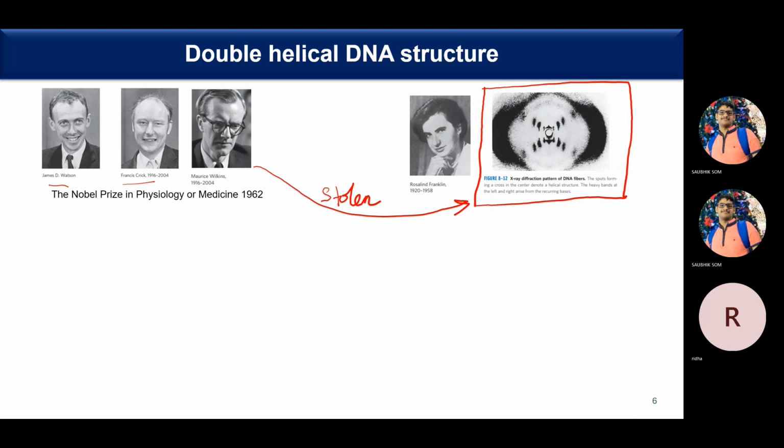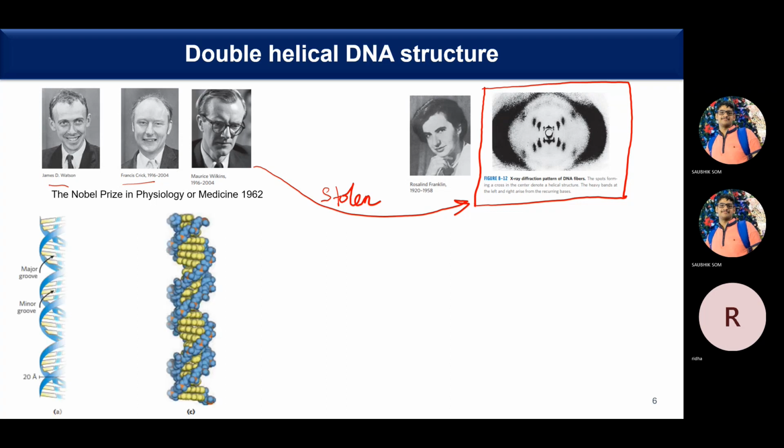So after Rosalind Franklin did not survive, they actually went and solved the structure of DNA. And as you can see clearly from the structure, there is a cyclic structure, and this black spot here arises from the recurring bases, so base stacking.